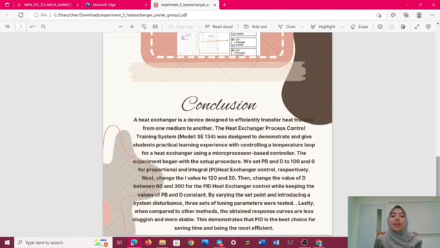Lastly, when compared to other methods, the obtained response curves are less oscillating and more stable. This demonstrates that PID is the best choice for saving time and being the most efficient.